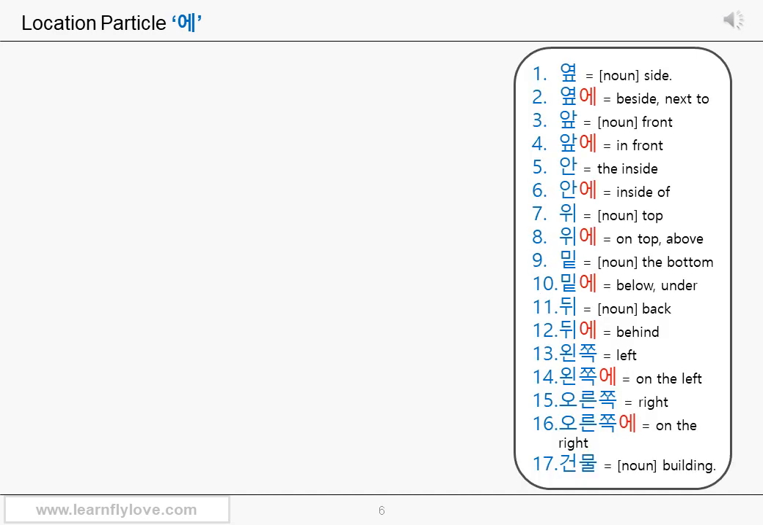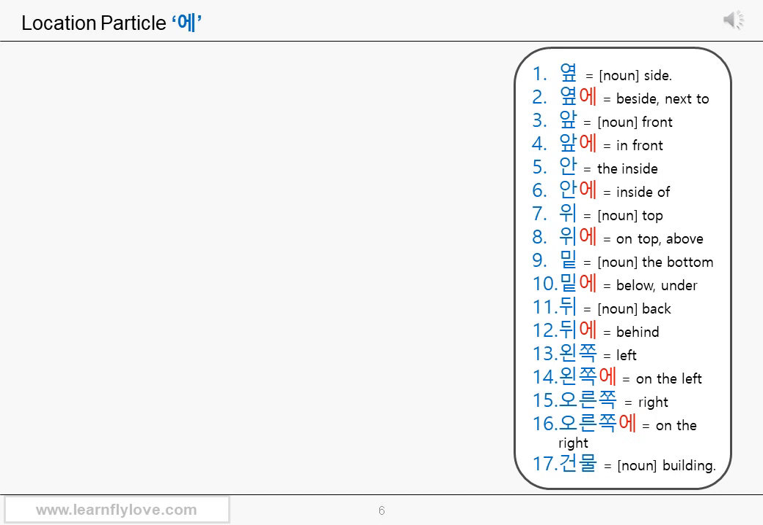Let's keep talking about the location particle 에. This location particle 에 is used with the nouns which indicate the exact location or position of someone or something. In English, you use different prepositions such as in, at, on, beside, in front of, inside of, above, under, below, behind, on the left, on the right, etc., right? But in Korean, these prepositions and others can be expressed by a related noun plus the particle 에 with the predicate 있다. Okay?